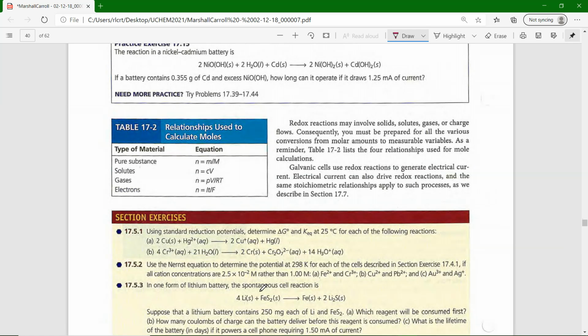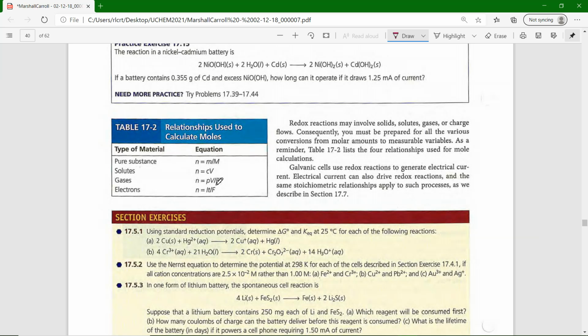So now we have a revisit of how to get moles. Pure substance, moles is the mass over the molar mass. For solutes, the moles of solute is molarity, or concentration, times the volume in liters. And gases, moles of gas is PV over RT. We're talking about getting moles of electrons in electrochemical situations. It is the current times the time divided by Faraday's constant.